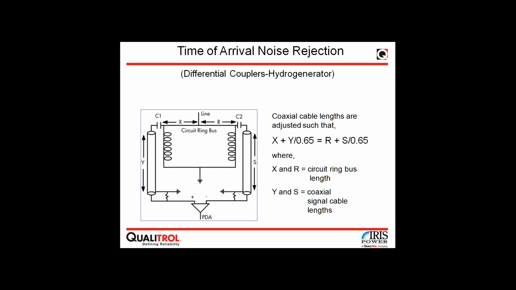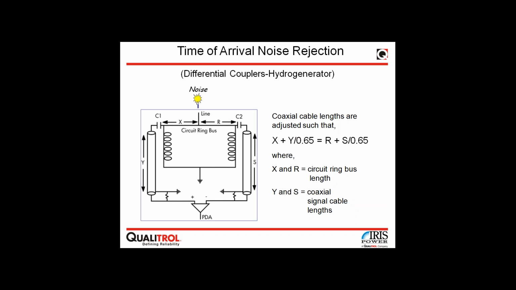The major issue in collection of the partial discharge data is filtering of the outside unwanted signals, which are generally described as noise. And we are using a time of arrival noise rejection system, which basically works on the fact that there are two sensors installed on a stator winding on the same phase, and those two sensors will be connected to the cables of unequal length to our instrument.